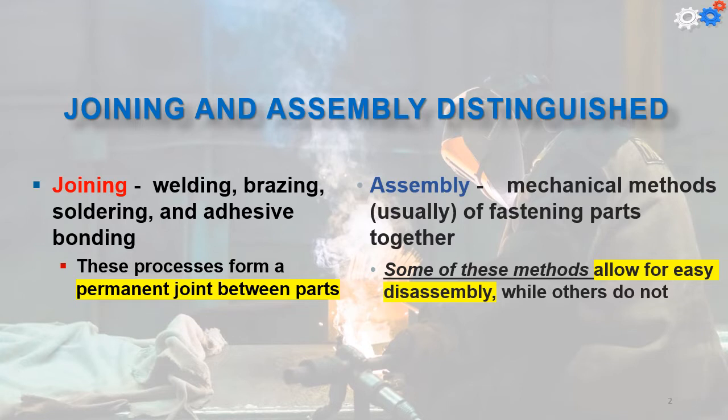Joining, including welding, brazing, soldering, and adhesive bonding. These processes form a permanent joint between parts. Assembly, like the mechanical methods of fastening parts together. Some of these methods allow for easy disassembly, while others do not.